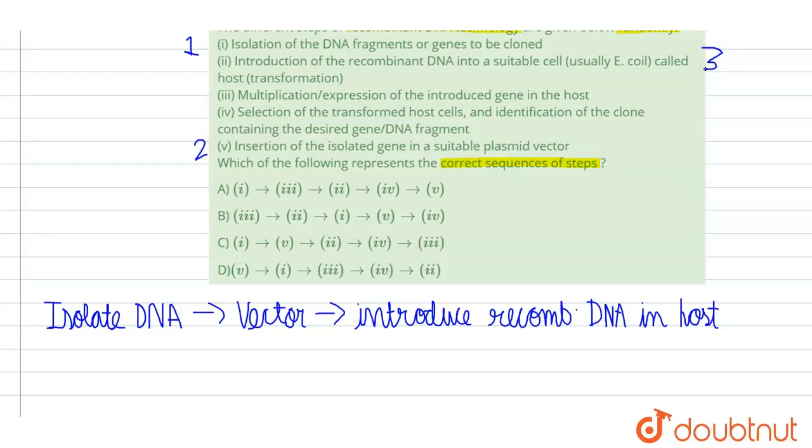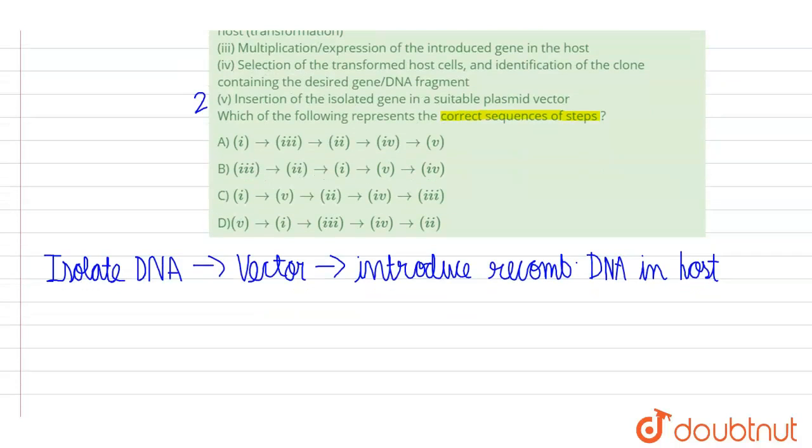Now the fourth step will be selection of transformed cell. So it is very important to select whether the cells have been transformed or not. So this will be the selection process. This step ensures that we are working with only the recombinant organisms and we are not using the non-recombinant organisms. So this will be the fourth step.